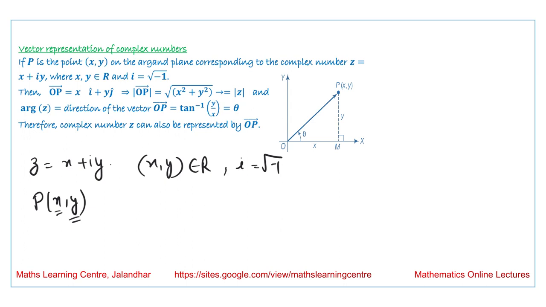If we talk about this vector, we are representing this point P(x, y). This is our x axis, this is the y axis, and we are talking about this vector OP. This vector is basically x i cap plus y j cap, and the length of this vector is the modulus of the complex number z, and the angle it makes with the positive direction of the x axis is theta, the argument of z. So every complex number can be represented by a vector OP.